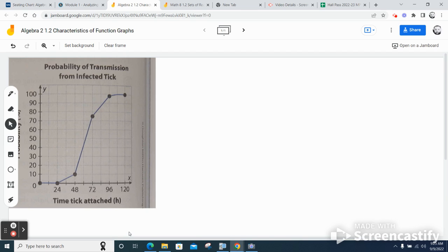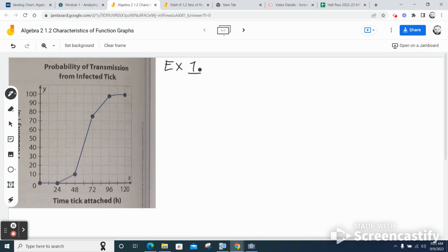We're on page 14. This is example 1 for 1.2. In your textbook it says that Lyme disease is a bacterial infection transmitted to humans by ticks. When the infected tick bites a human, the probability of transmission is a function of time since the tick attached itself to the skin. Ugh, that's gross.